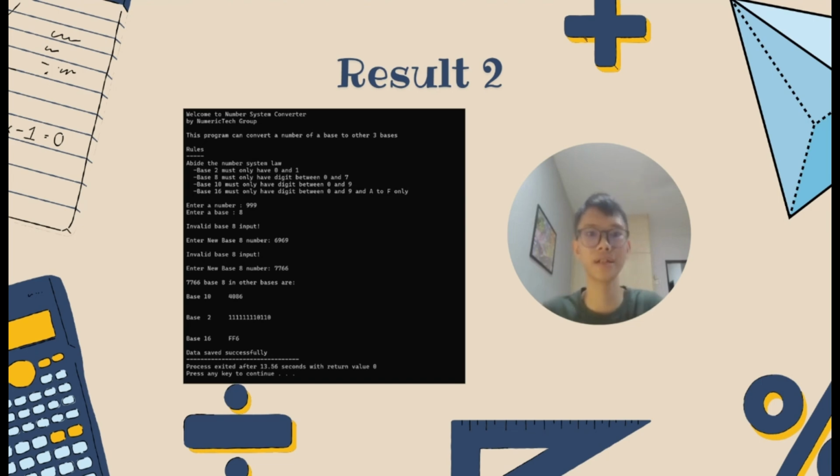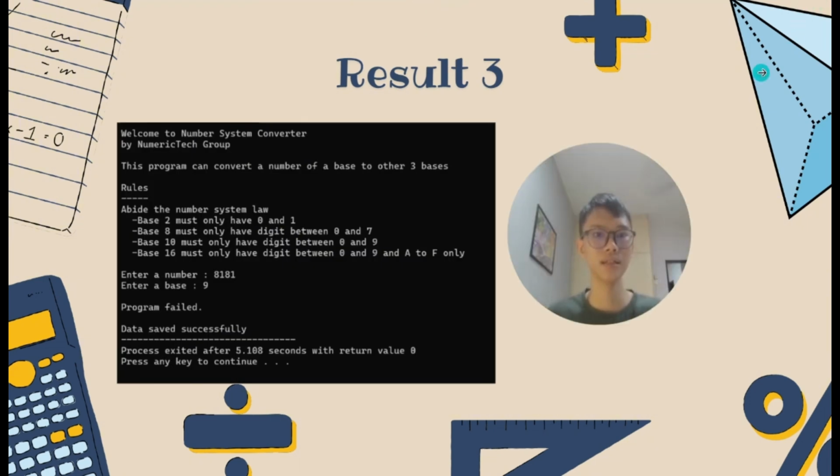Next, for the second result, if we insert an invalid number for the corresponding base, like 999 in base 8, the program will tell us that the number is invalid and will continue to do this until we insert a valid number. Lastly, if we insert a base other than base 2, 8, 10, and 16, the program will go to its default case and show that the program has failed.